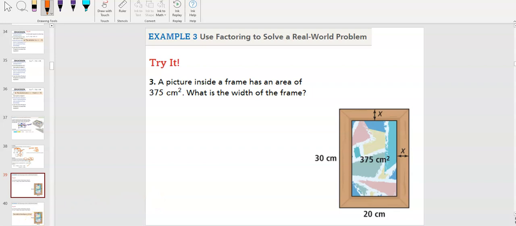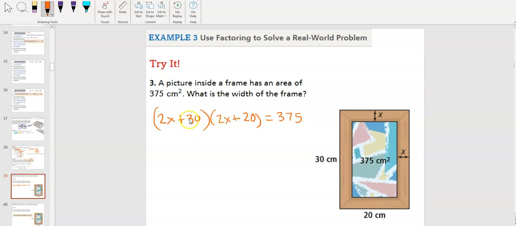I'm going to give you the first equation just to see if you're on the right track. So here is the length and width of my picture plus frame. Here is the total area. See if you can go ahead and FOIL, write in standard form, and solve using the zeros.